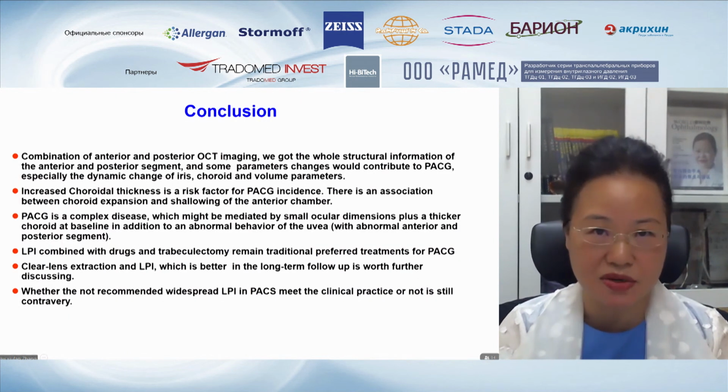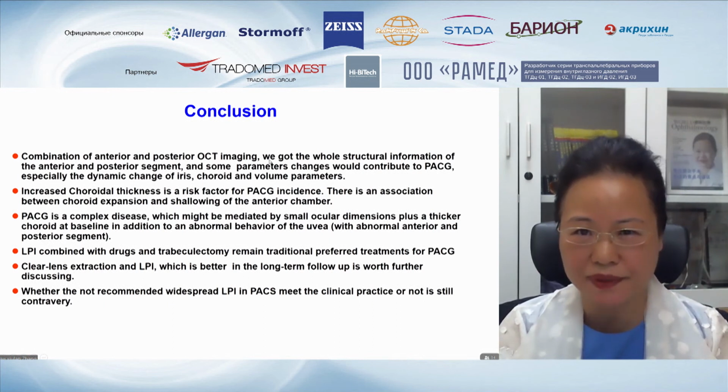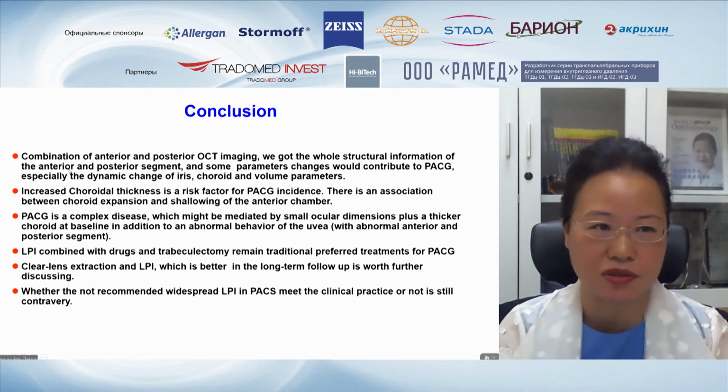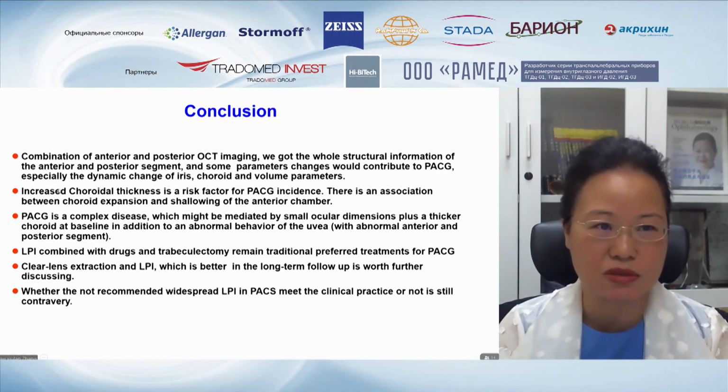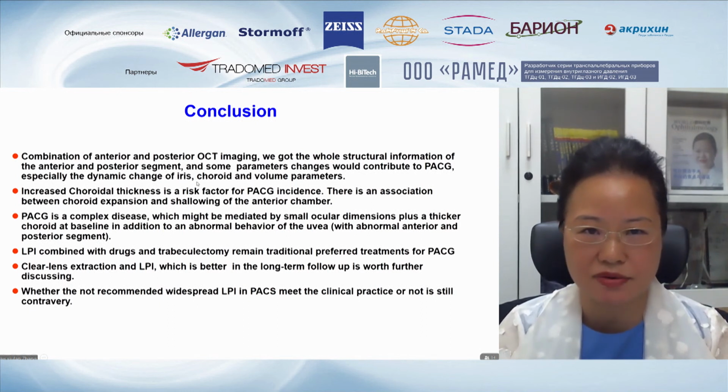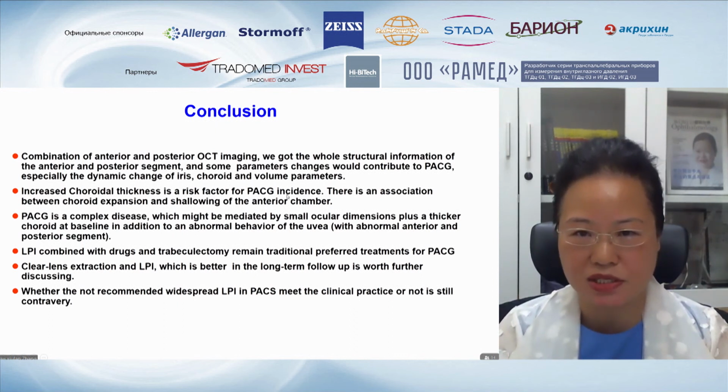So let me conclude my talk. Combination of anterior and posterior OCT imaging gives us the whole structure information of the anterior and posterior segment, and some parameter changes will contribute to PACG, especially the dynamic change of iris, choroid, and volume parameters. Increased choroid is a risk factor for PACG incidence. There is an association between choroid expansion and shallowing of the anterior chamber.